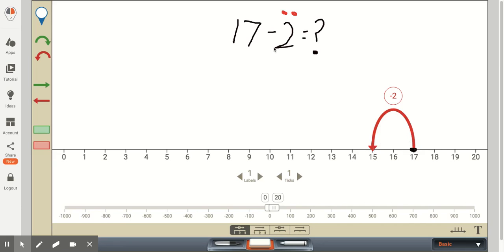And if they weren't using the number line, but they still needed some sort of drawing to help them, once again, 17, they trust that count. That's what they're starting with. And with these 2 dots here, that would be representing the 2 that they need to be subtracting. So they're going to start at 17, 16, 15. And that would be the difference of 17 minus 2, or the answer to this subtraction problem.